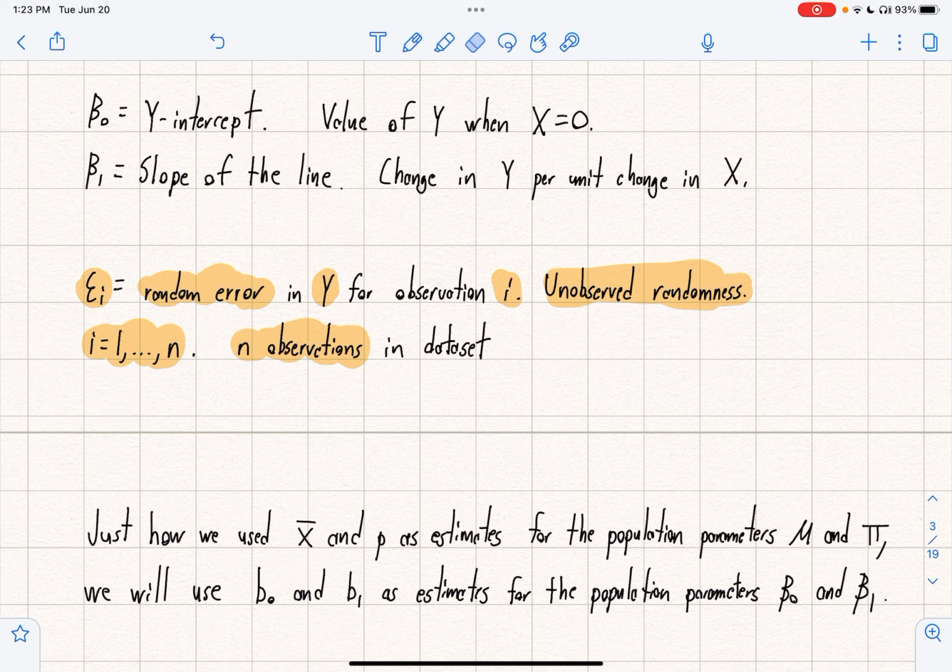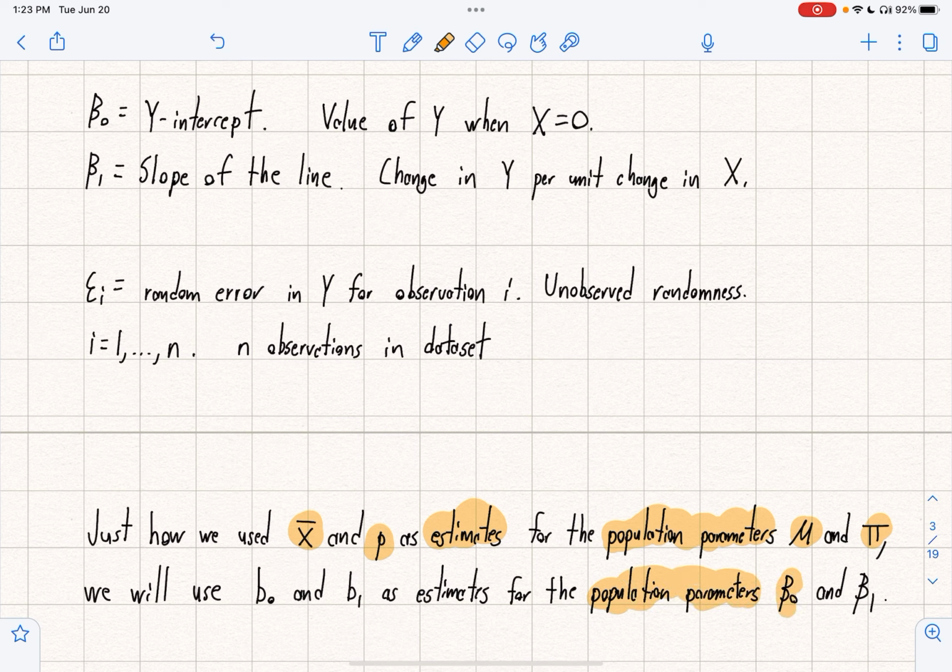So recall that in all our previous chapters, we discussed our population parameters and sample statistics. Just how we used x bar and p as our estimates for the population parameters mu and pi, right? We used x bar as our estimate for mu, and we used p as our estimate for pi. Mu and pi are population parameters, x bar and p are our sample statistics or our estimates for those. So we're doing the same idea here. In this case, our population parameters are beta naught and beta 1, and we're going to use b naught and b1 as our estimates.